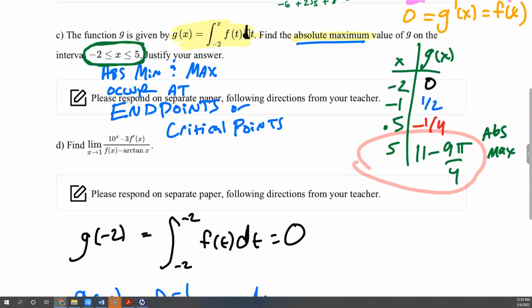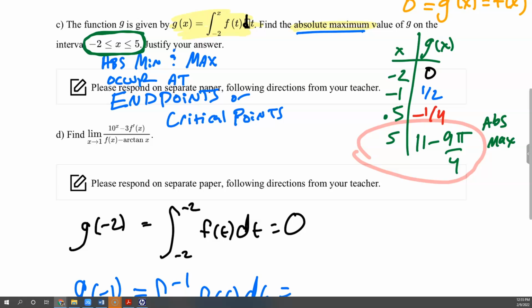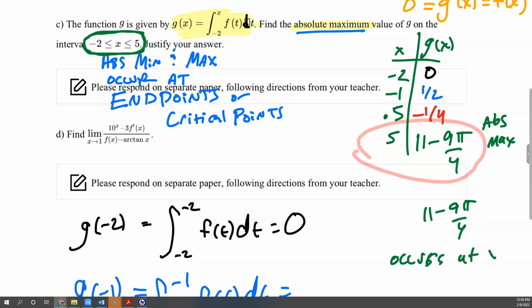So how do we answer this? The absolute max of G is 11 minus 9 pi over 4, and it occurs at 5. They would probably ask you what the absolute max is, and not necessarily where it occurs. What if it had asked me for the absolute min of G? It would be -2. Negative.